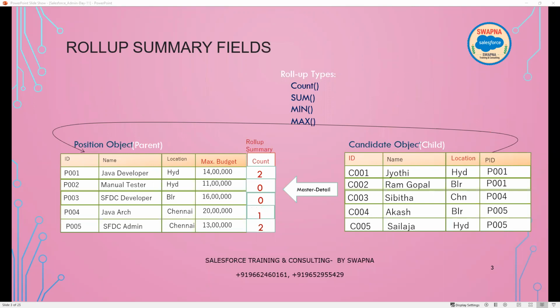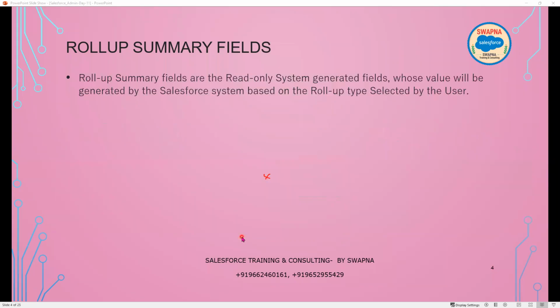Rollup summary fields are ready-made, read-only, system generated fields. We cannot edit the field, we cannot modify it, we cannot do anything. It is a read-only system generated field. The only thing I can provide to the rollup summary is how the calculation should happen: count, sum, min, max.